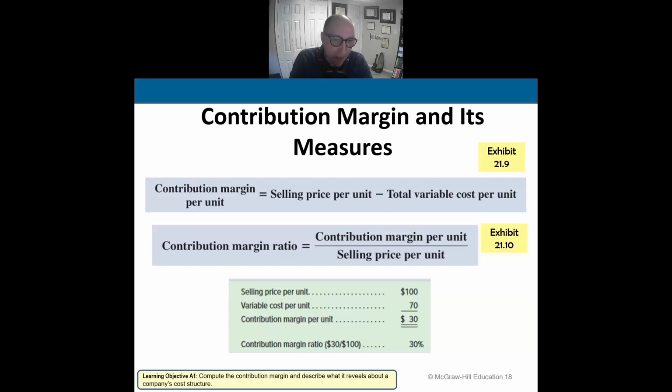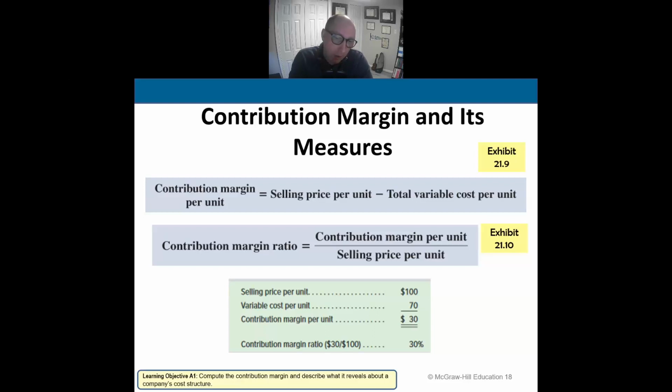That will give me the contribution margin per unit. So the sales price is $100 minus my variable cost per unit of $70. That gives me a contribution margin per unit of $30. It's not bad. It's actually pretty good, I think.